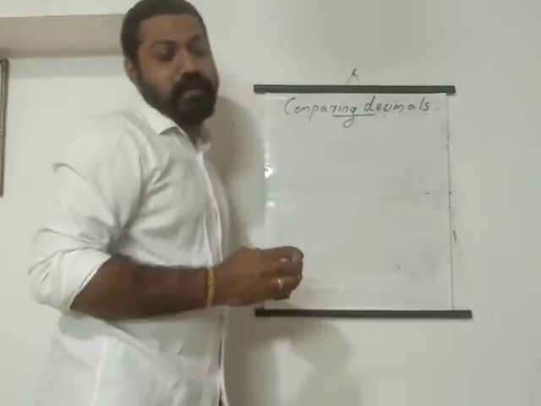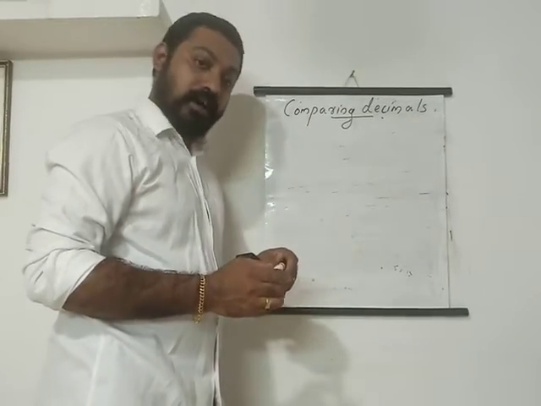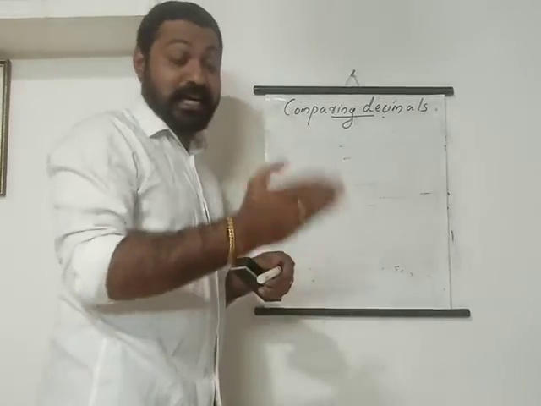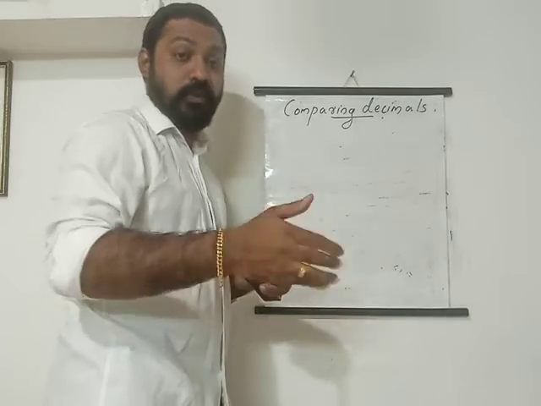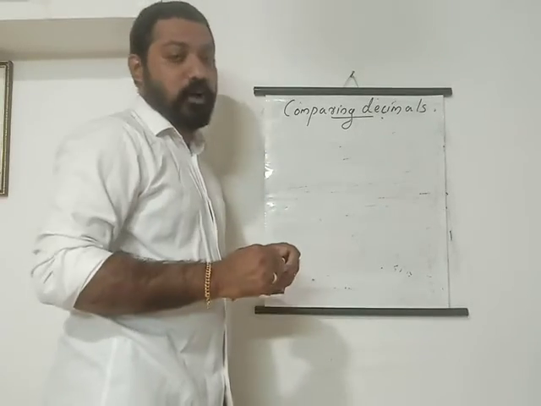How can we compare decimal numbers? In the previous class we learned like and unlike fractions, and how to convert unlike fractions into like fractions. I hope that all of you understood that part.